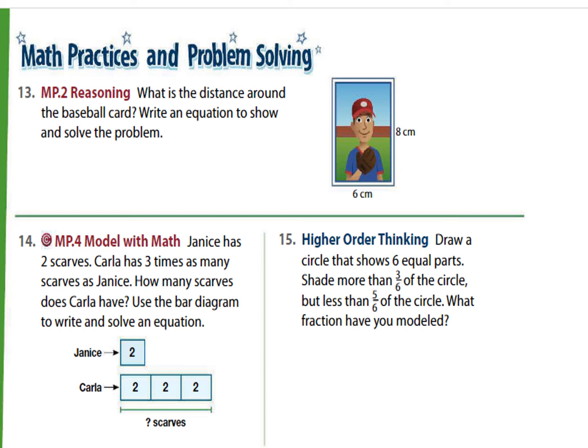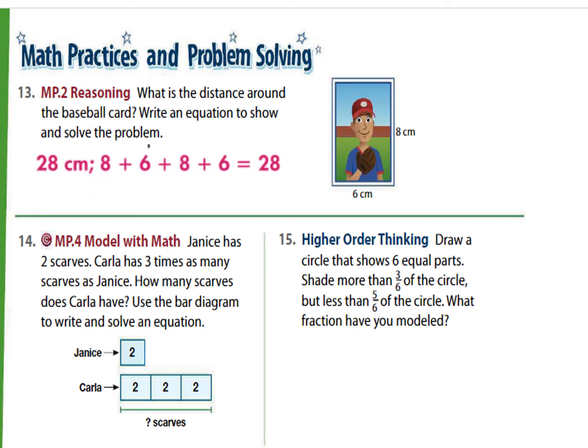Do you remember how to find the distance around the shape? Add all numbers around the shape. So we have to add 8 plus 6 plus 8 plus 6. And the sum will be, amazing, 28.